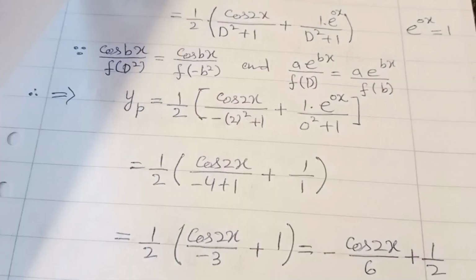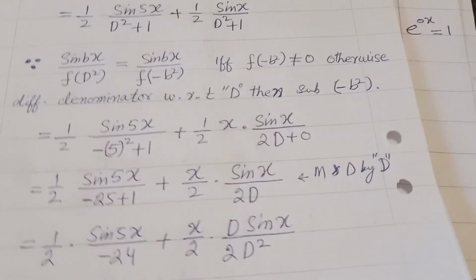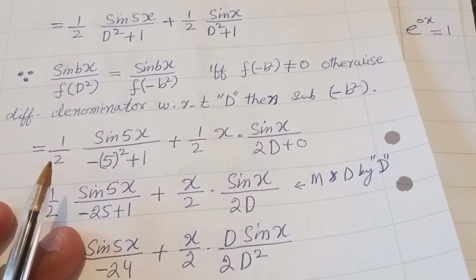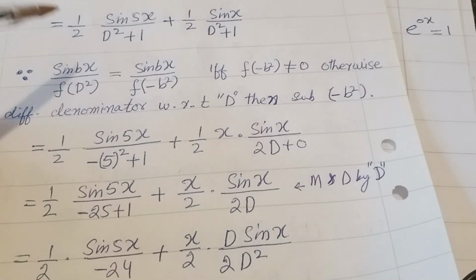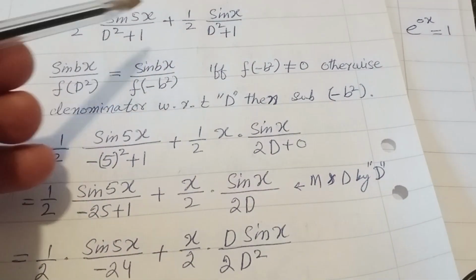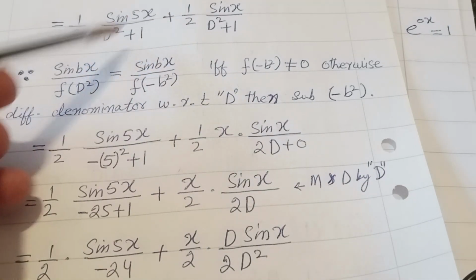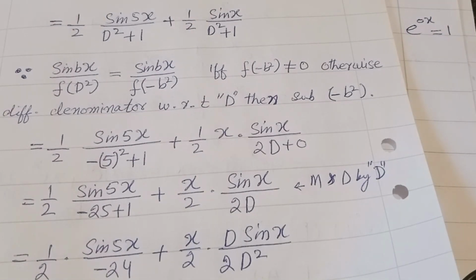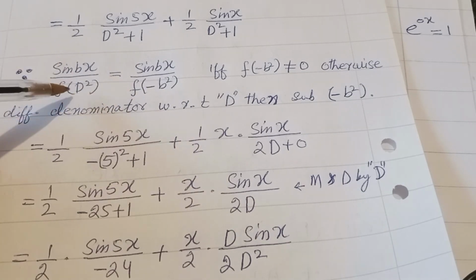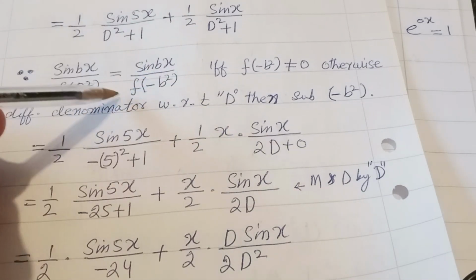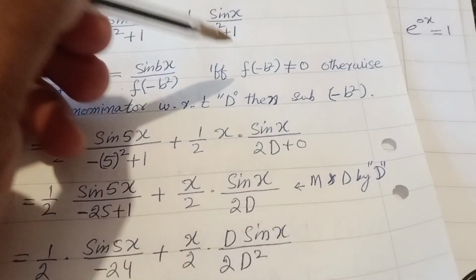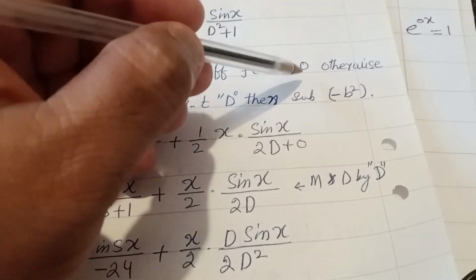Now we will break the LCM. By breaking it, this term can be written as 1 upon 2 into sin 5x upon d square plus 1 plus 1 upon 2 sin x upon d square plus 1. According to the formula, sin bx upon f of d square can be written as sin bx upon f of minus b square, according to the rule, provided f of minus b square is not equal to 0.